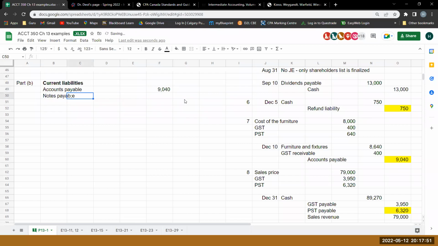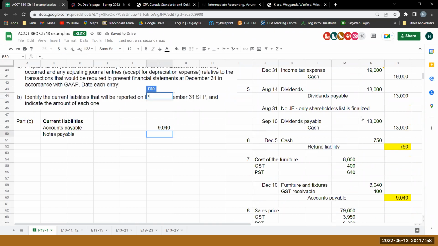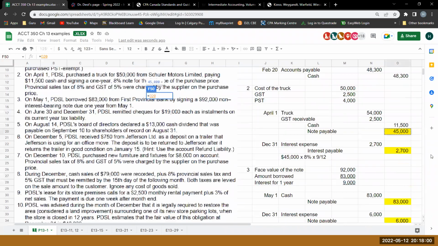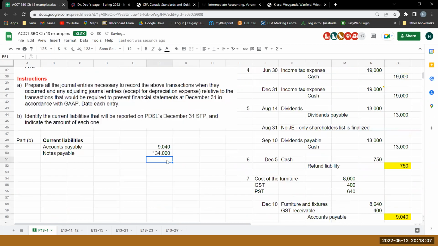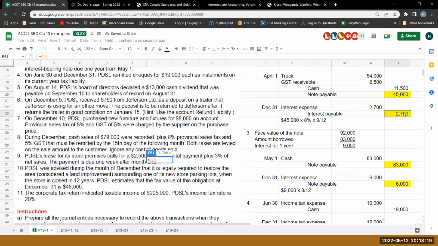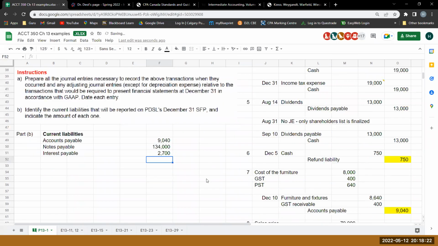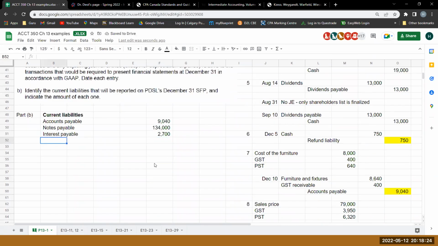So notes payable, we will have two notes. We're gonna have 45,000, and then we're gonna have 83,000, and then the interest that we recorded, 6. The notes payable is gonna be $134,000. Interest payable, well, that's the 2,700. Then I've got a refund liability.